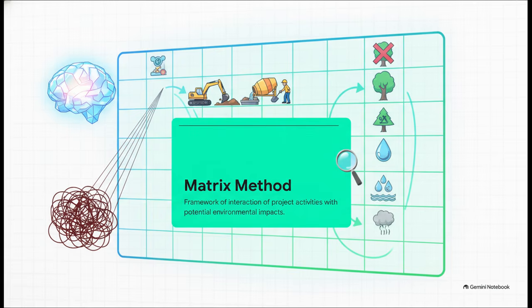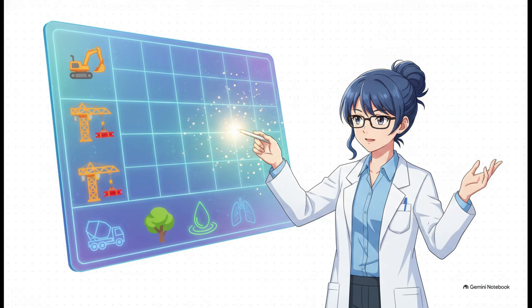Instead of just a chaotic, unstructured list of worries, the matrix method forces us to be exceptionally precise about cause and effect. It's like a giant puzzle where every piece has to be accounted for. Think of a simple interaction matrix, almost like a giant spreadsheet. You form it by plotting the project actions on one axis, most commonly the vertical axis, against the environmental impacts or characteristics on the horizontal axis.